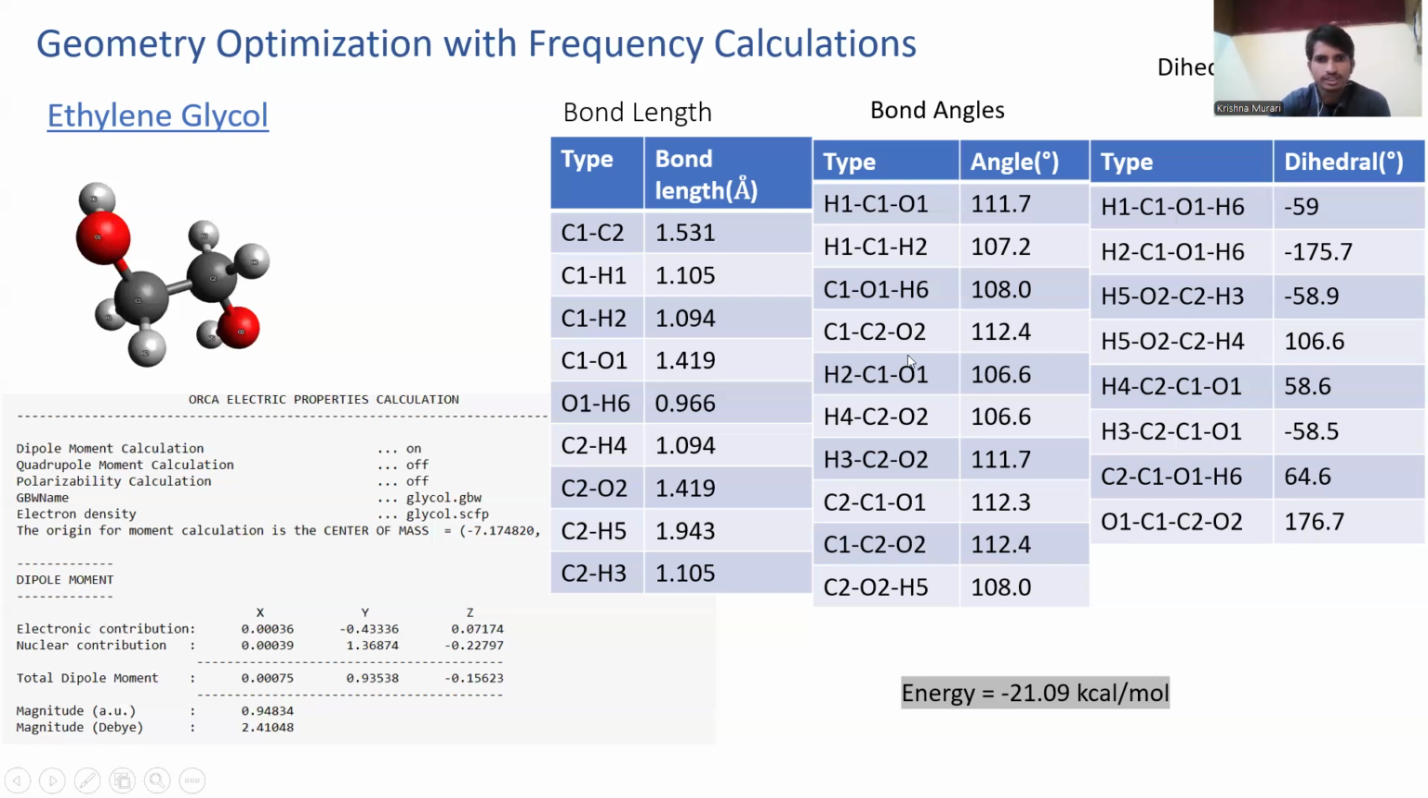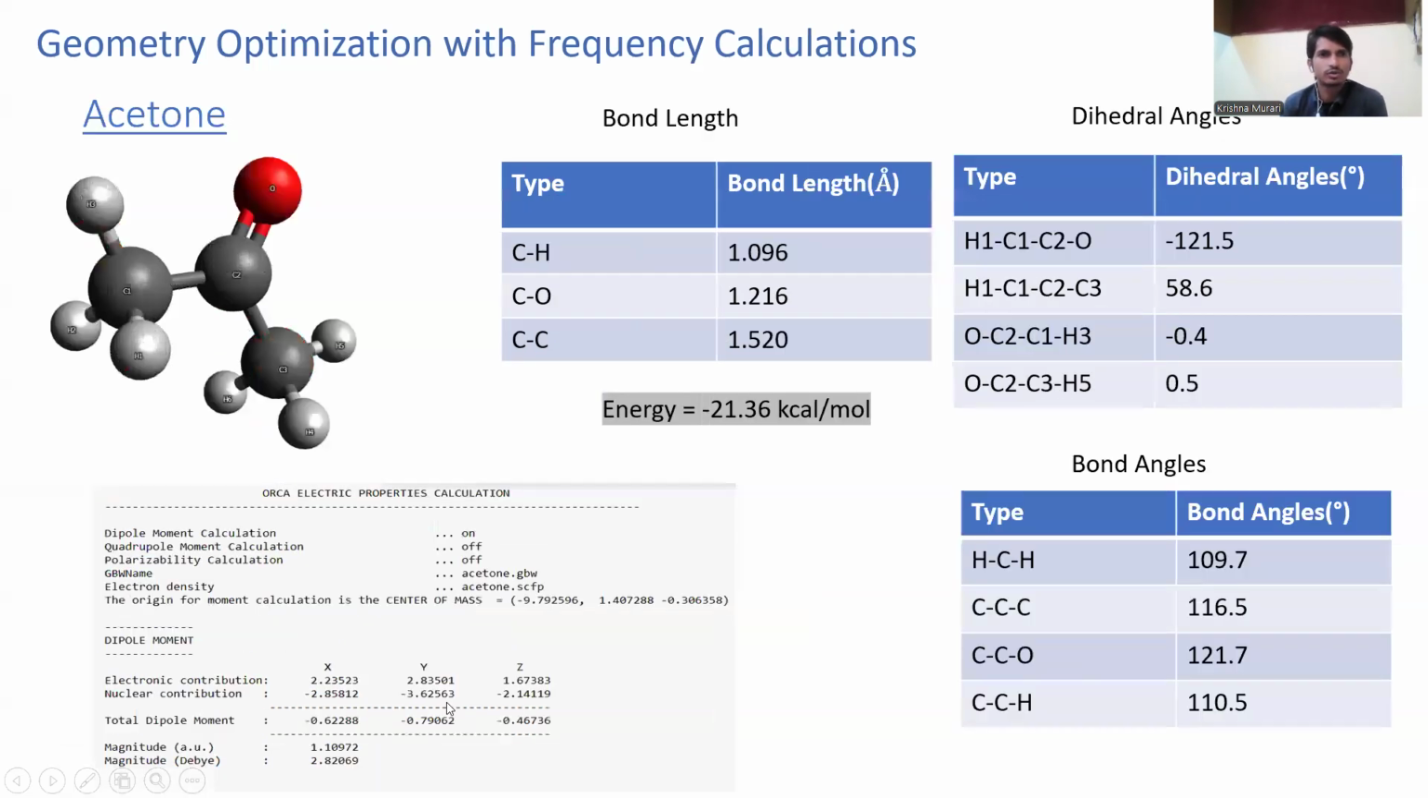Also, these are the key bond lengths, these are the key bond angles, and these are the key dihedral angles. All these data have been computed using Avogadro. Also, the dipole moment for the molecule was calculated, which was coming out to be 2.41 Debye.